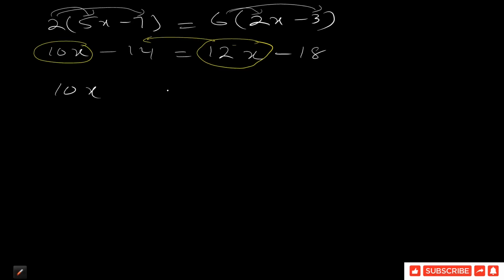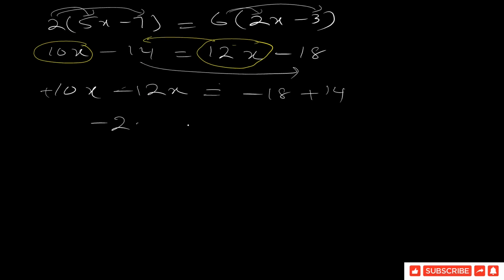10x minus 12x. Okay. Now 14 is on the left side, it will go to the right side. It becomes negative 18 plus 14. Now here 10 minus 12 is negative 2x. And negative 18 plus 14 will be negative 4. So now if we take this negative 2 to the other side, this becomes x is equal to negative 4 upon negative 2. It becomes 2 only. So here x is equal to 2 is the answer.